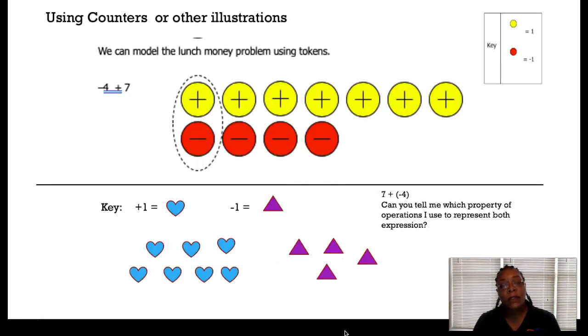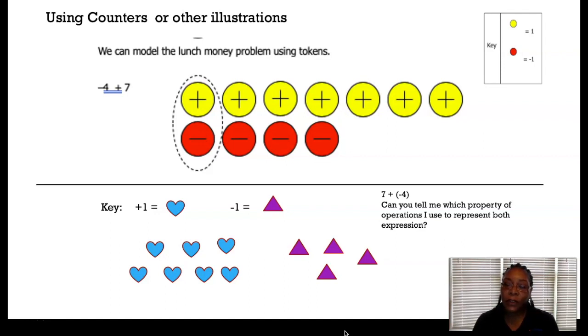I can also use counters to represent this exact same problem. Whenever you're using some types of counters or illustrations, please make sure you pay attention to the key. In this case, the key says the yellow represents a positive 1, and the red counter represents a -1. So I have the -4, I have 4 red chips, and then I have 7 yellow chips. What's indicated in the dotted lines is my what? You got it, zero pair. So in that zero pair, I can get rid of those. And once I get rid of all 4 sets of zero pairs, I have a positive 3 left.